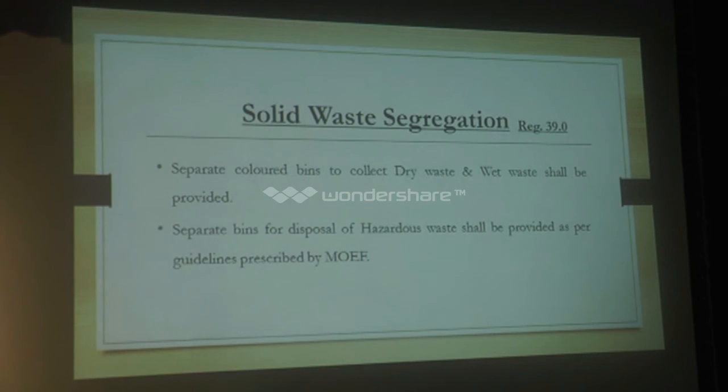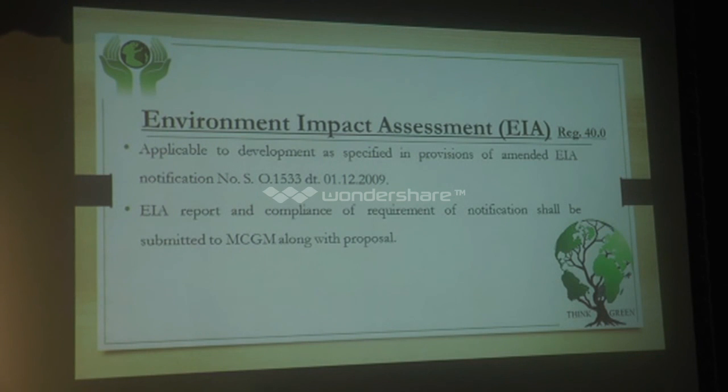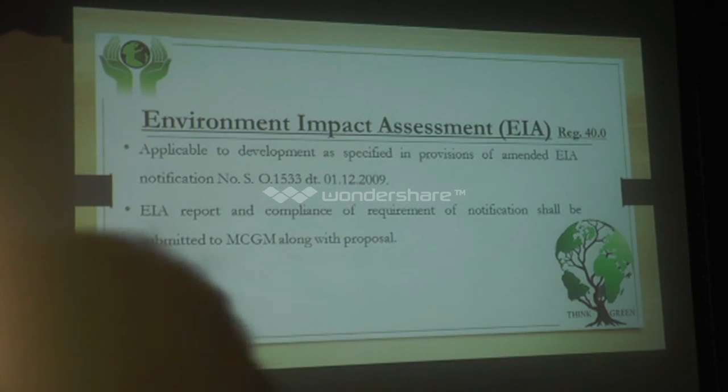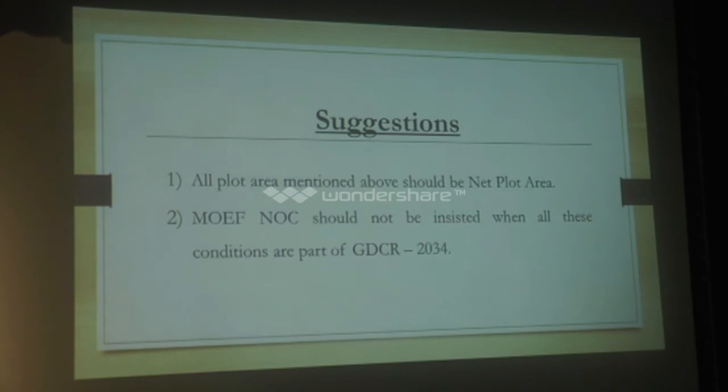Next. Solid waste segregation is provision 39, because you have to have separate colored bins to collect dry waste and wet waste. Then separate bins for disposal of hazardous waste also to be provided as per guidance of MPCB. Environment impact analysis is mandatory as per the notification dated 1/12/2009. The EIA report and compliance of requirements of the notification shall be submitted along with the MCGM proposal. Next. So the suggestion is that all plot areas mentioned in this regulation should be net plot area, and NOC should not be insisted on when all these conditions are made a part of GDCR 2034. Thank you.